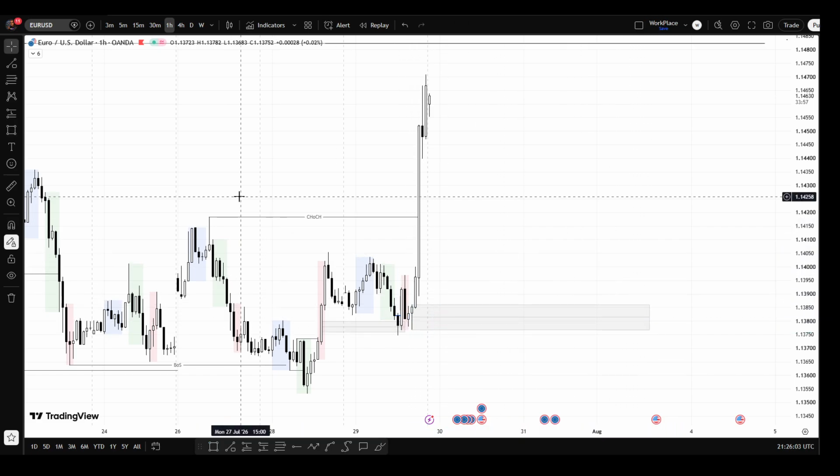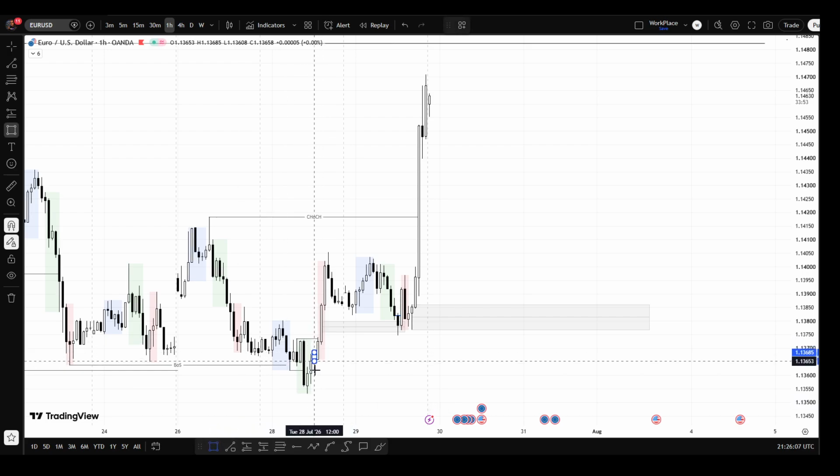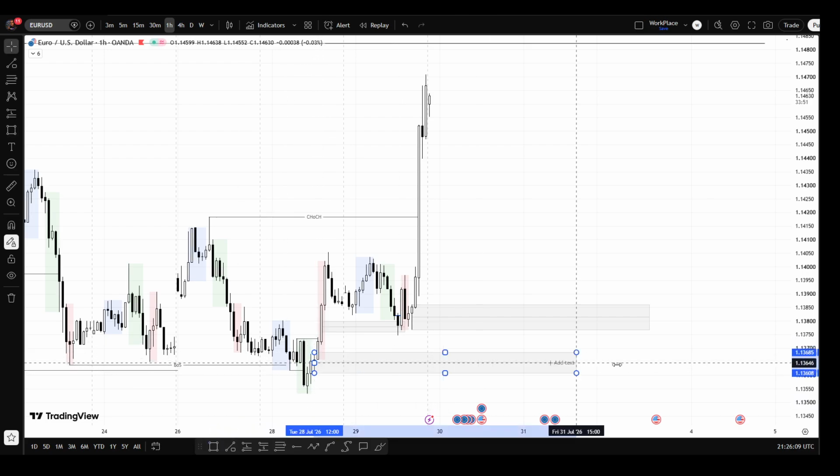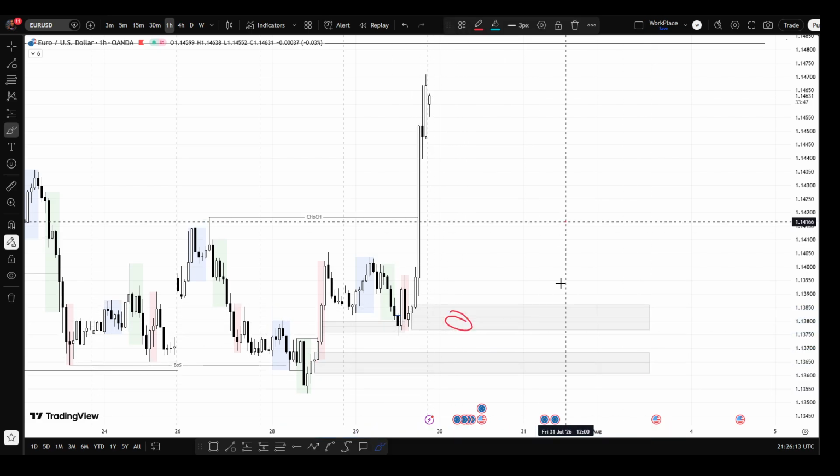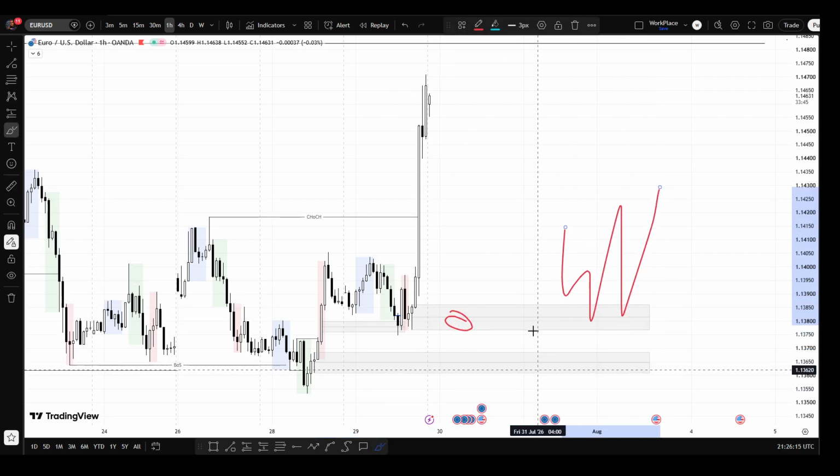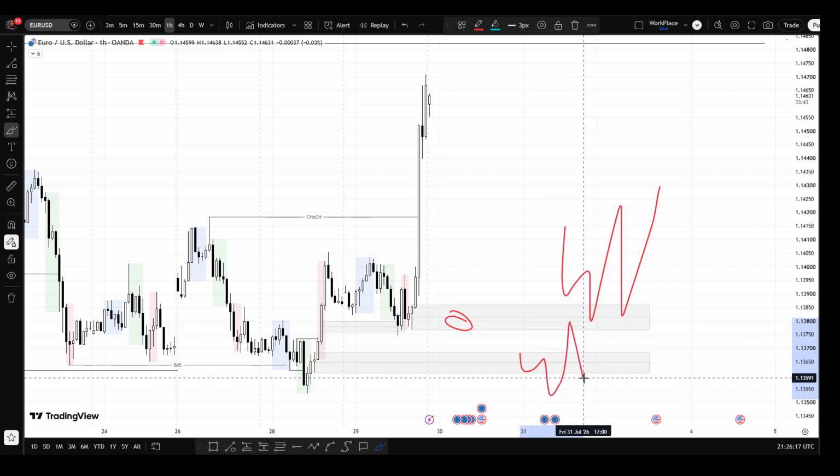And then we'll be looking for price to mitigate either this demand zone here. Look for a lower time frame shift to the upside and then we buy. Or the same thing here and then we buy.